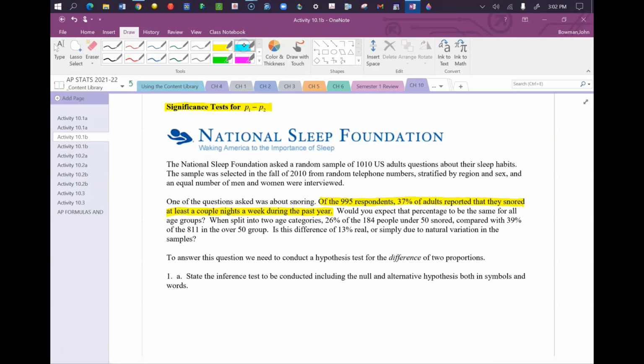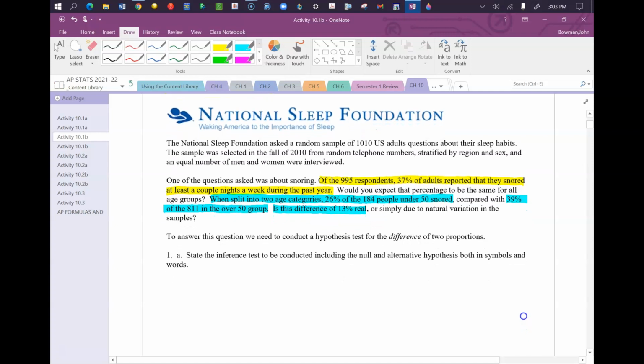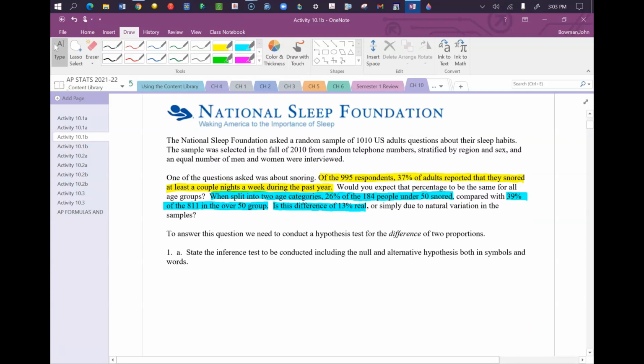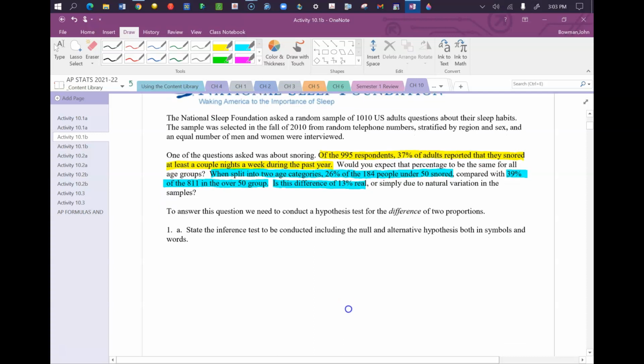When split into two age categories, 26% of the 184 people under 50 snored, compared with 39% of the 811 in the over 50 age group. Is this difference of 13% real, or simply due to natural variation in the samples? So we're going to see what the evidence tells us by way of a hypothesis test.